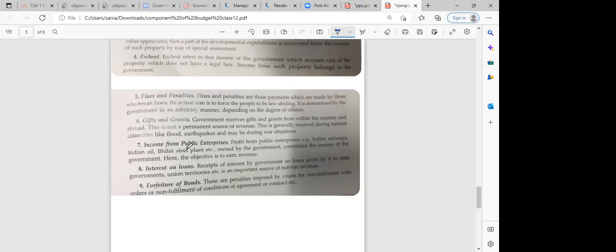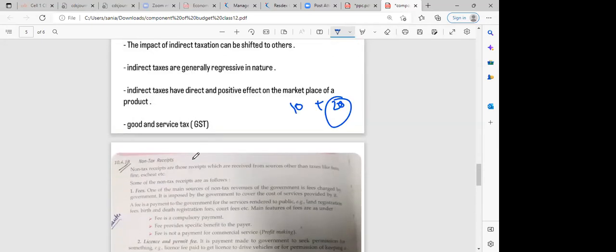Then income from public enterprises. For example, you have your own Indian Oil, Bhilai Steel Plant and all these things. So basically you have to pay some price to the government. That is income from public enterprises. Interest on loan. For example, you have taken loans from a bank and you are paying interest. That is also a non-tax receipt.